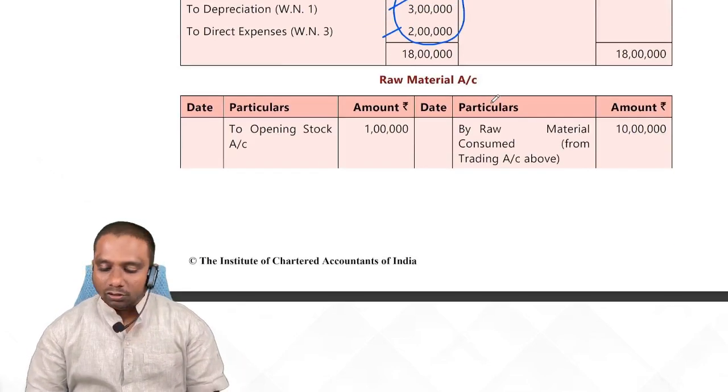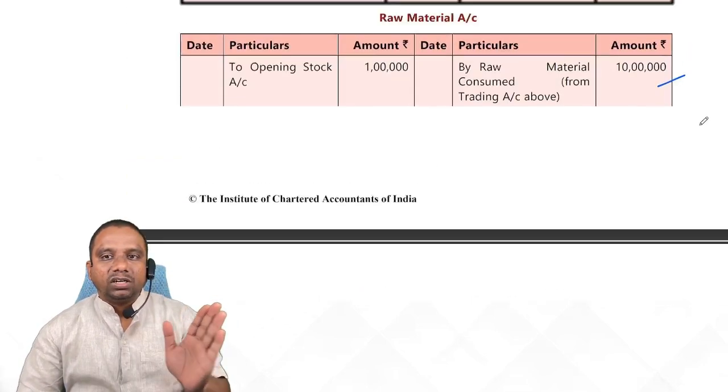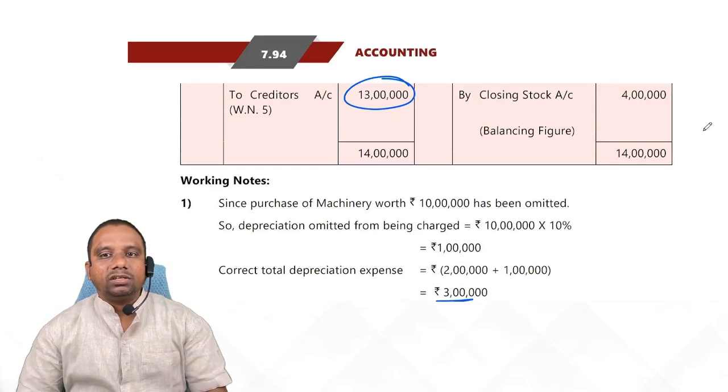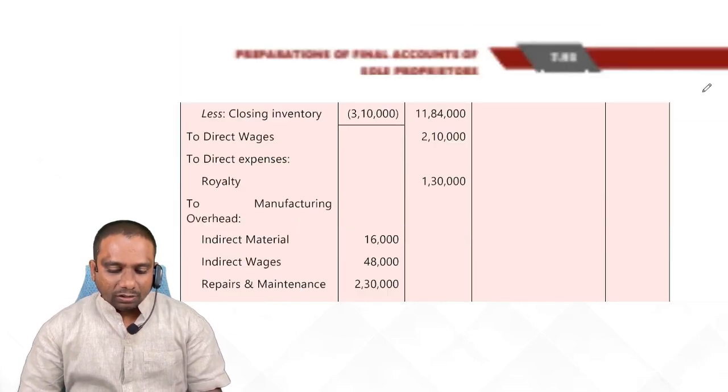Go to the raw material account, credit side: raw material consumed. Debit 1 lakh plus 13 lakh, credit 10 lakhs. The difference is nothing but 4 lakhs, the closing stock. This is this problem. Next one.